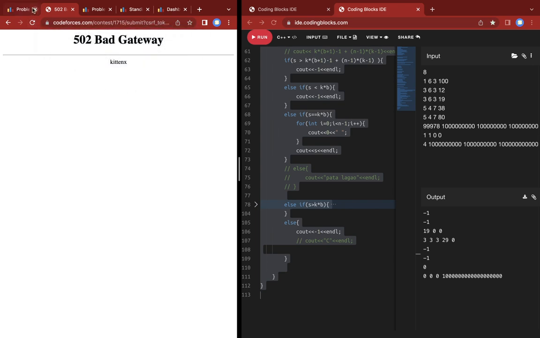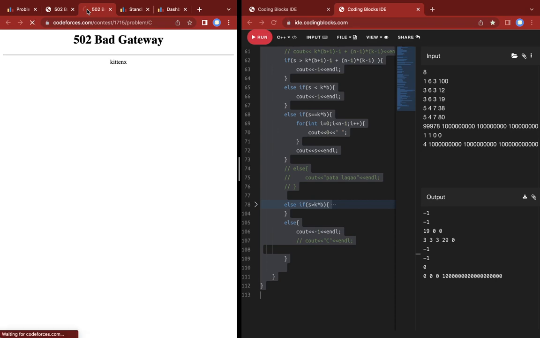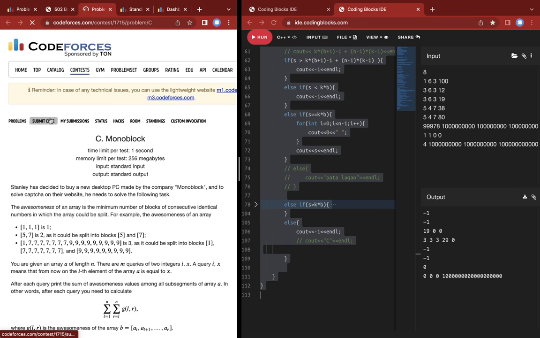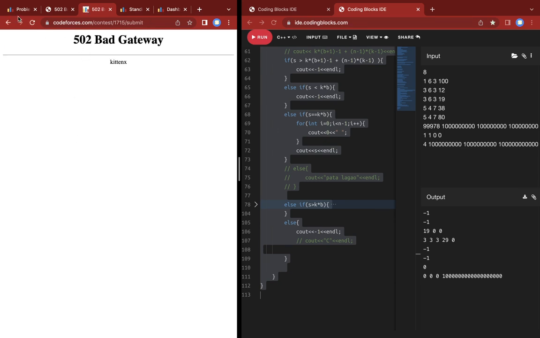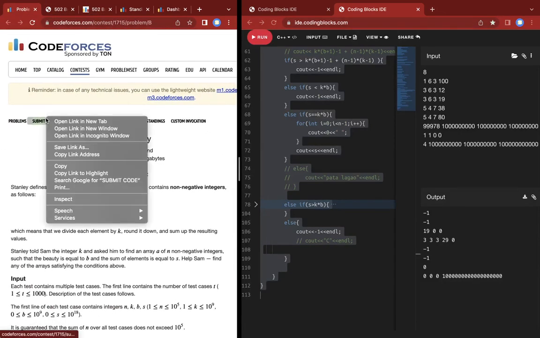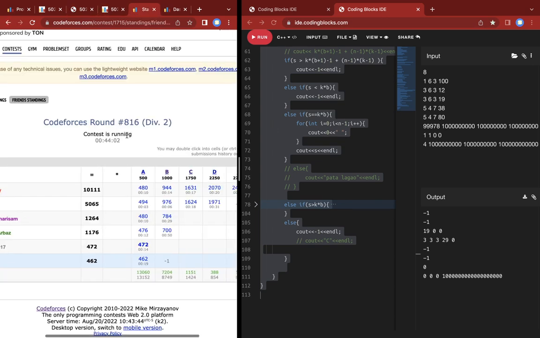What the. Please don't do this. Please don't do this. Yeah, it's back. It's back. Please, come on. Come on. Damn this. Let's try m1.codeforces.